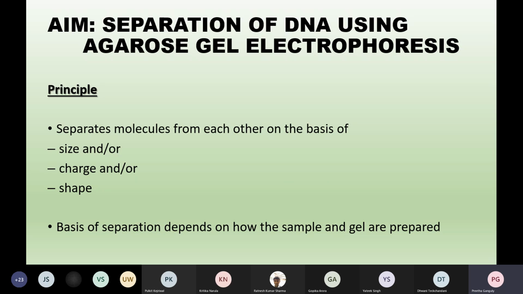If the concentration of the gel is very high, meaning the agar is present at a very high concentration, then very fine pores will be formed. So DNA with very small fragments is used in this type of gel, whereas if the concentration of agar is between 5, 6, 7%, then they are generally used for larger fragments of DNA.